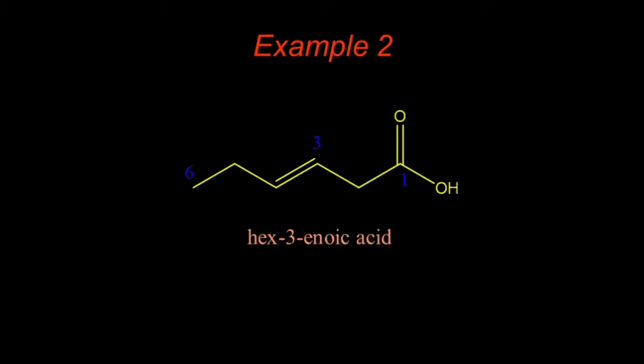Then we have to add oic and the word acid. So the full name of the structure is hex-3-enoic acid. Hex because there are 6 carbon atoms, 3 because the pi bond, the double bond, is located between the third and fourth carbon atom. Oic and the word acid because this structure belongs to the acids.